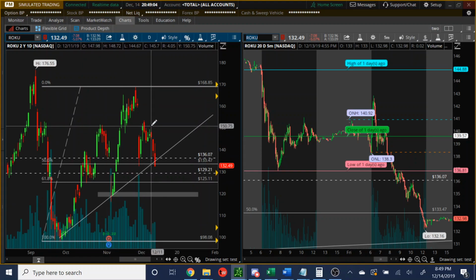Roku also had a pretty nice trade here. Again, using these intraday levels paired with a daily chart. What do we see on a daily chart? We see a large drop down. We see a rally. But then what are we seeing here, right? We're seeing a head and shoulders reversal pattern.